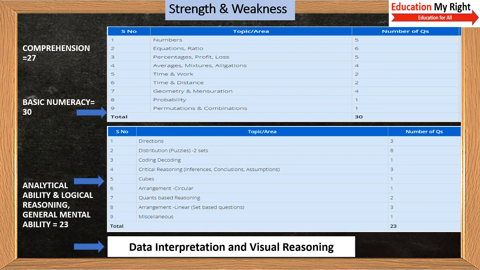And this is where strength and weakness analysis comes into the picture. So comprehension, this is 27, and I have taken an example from one of the papers.